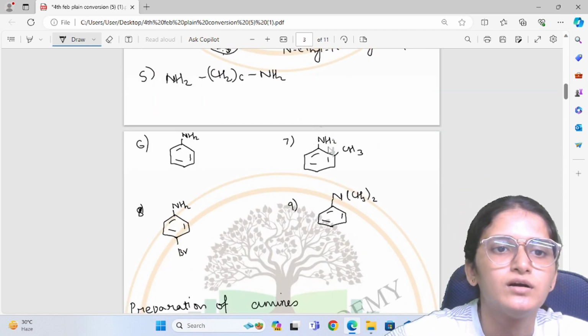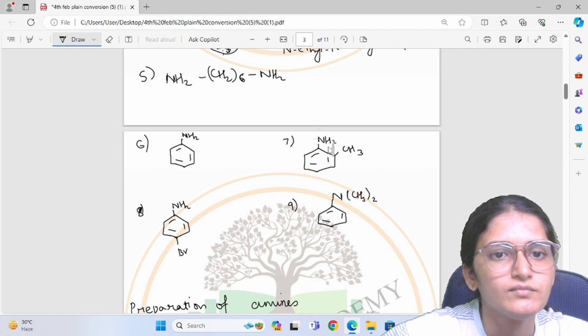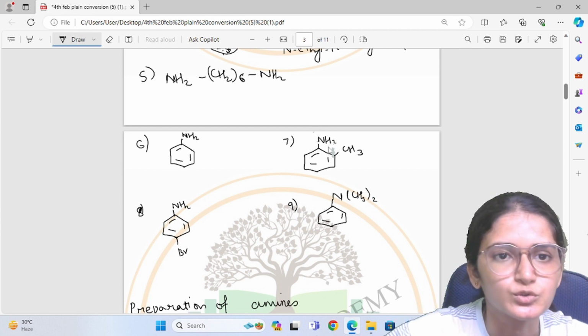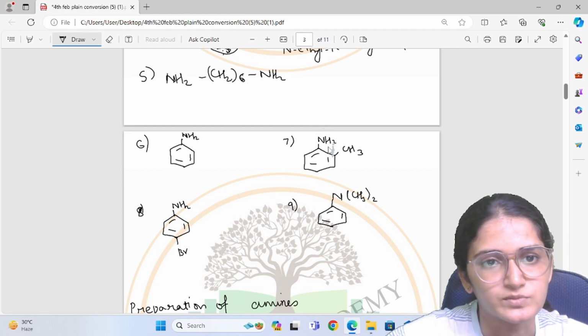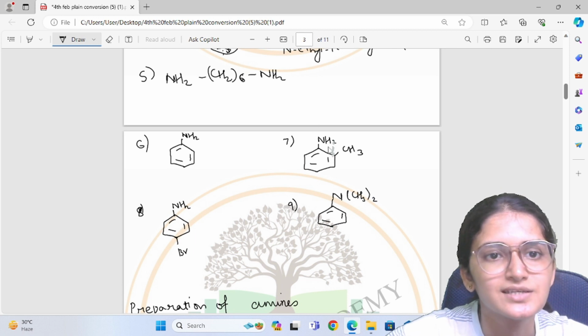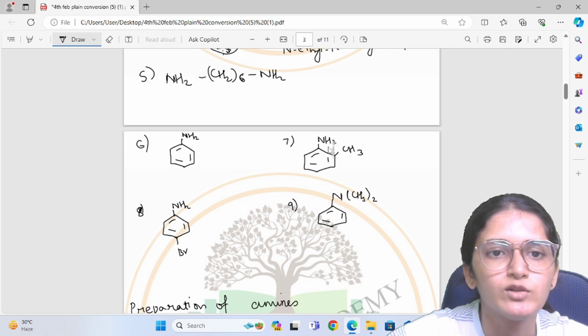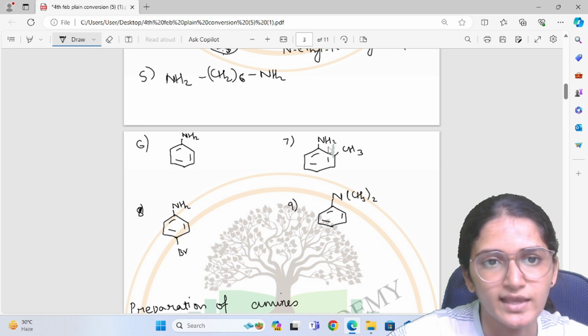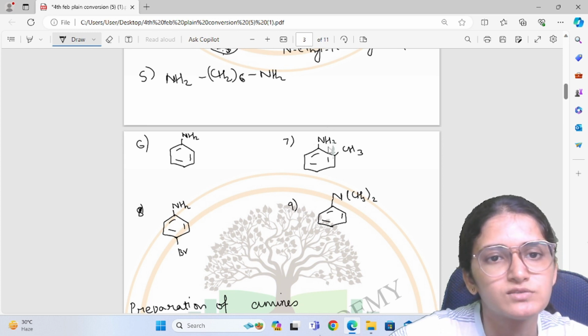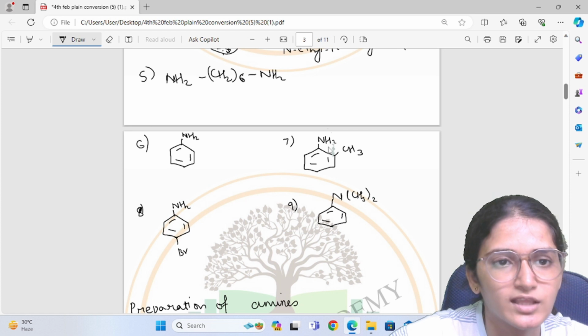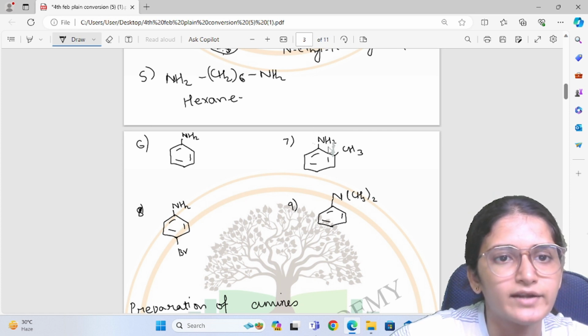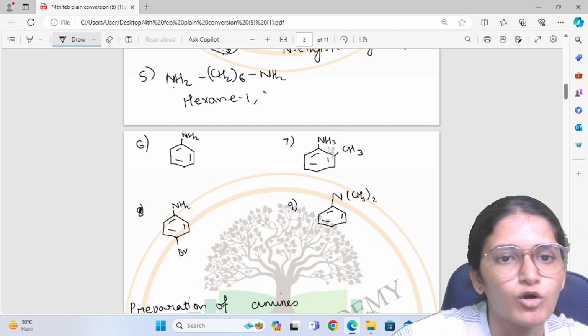Now here this is different. Here we have 2 NH2 groups along with 6 carbon groups, that is CH2, CH2. So these 6 CH2 groups are in a straight chain, so they will form n-hexane. Here we have 2 amines, so the name will start with hexane. At the first carbon we have an amine, at the last carbon we have an amine. So it will be hexane-1,6-diamine.